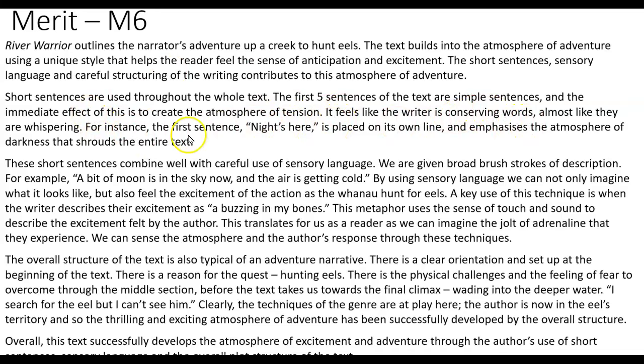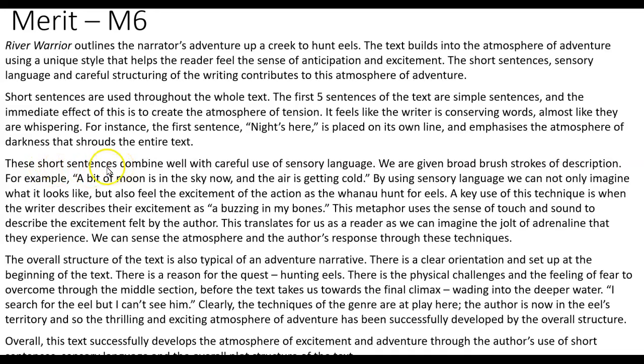And that level of personal engagement with it is going to ensure that a marker goes, oh, okay, this text is really being felt by the author, felt by the reader. Nights here is placed on its own line and emphasises the atmosphere of darkness that shrouds the entire text. So don't be afraid to use some of your own personal writing style as you describe your responses.